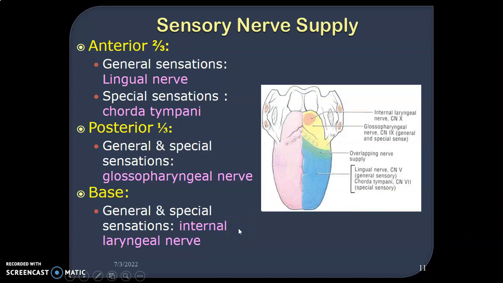So you have to divide it into the different parts: anterior 2/3, posterior third, and the base. It's only in the anterior 2/3 that the general and special sensation are different. General sensation is by the lingual branch of mandibular, and special sensation by chorda tympani of the facial nerve.